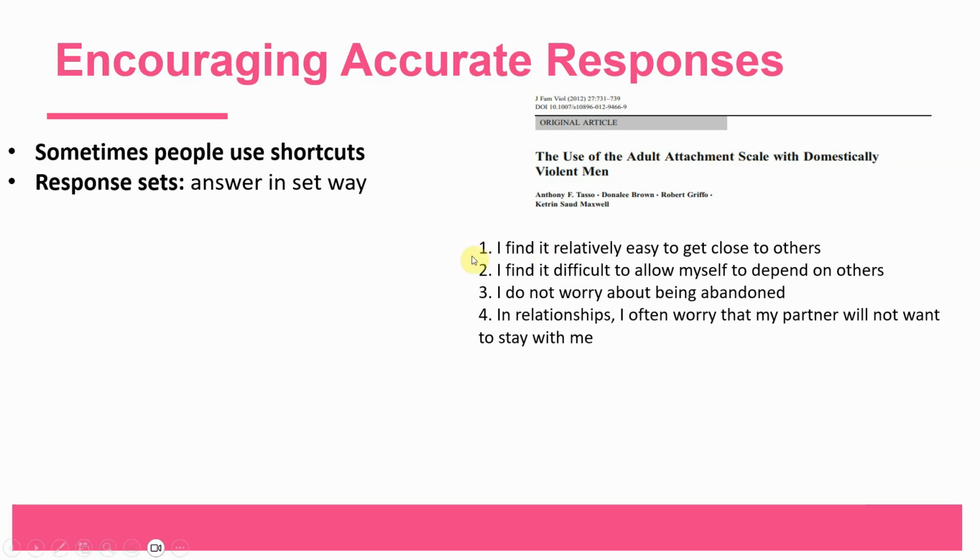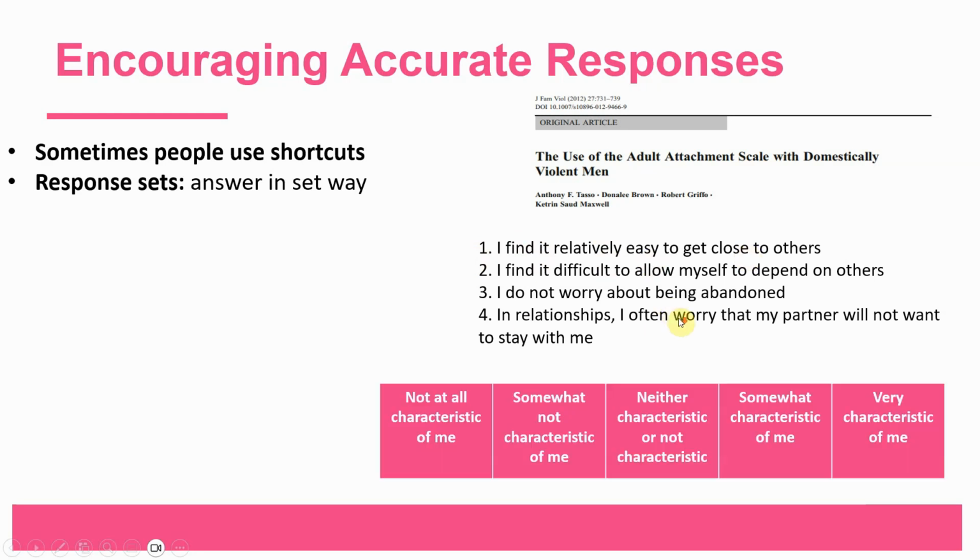So people would read the questions and then they would answer the questions on a scale that's not at all characteristic of me, somewhat not characteristic, neither characteristic nor not characteristic, somewhat, or very characteristic. And if you read the questions, you will see that some of them are reverse scored. So the very first question, I find it relatively easy to get close to others. The next question is worded in the opposite way. I find it difficult to allow myself to depend upon others. So we would expect people that were answering honestly should respond to those questions in different ways.